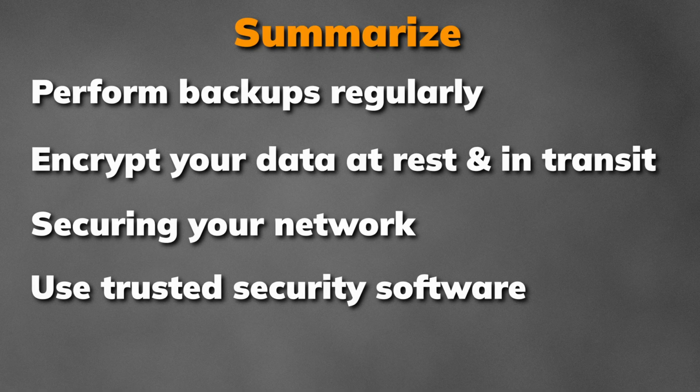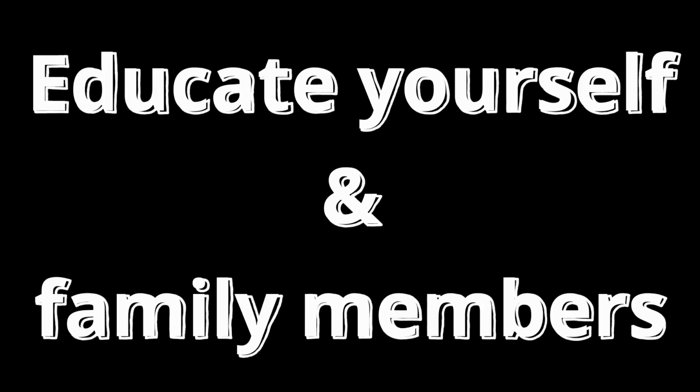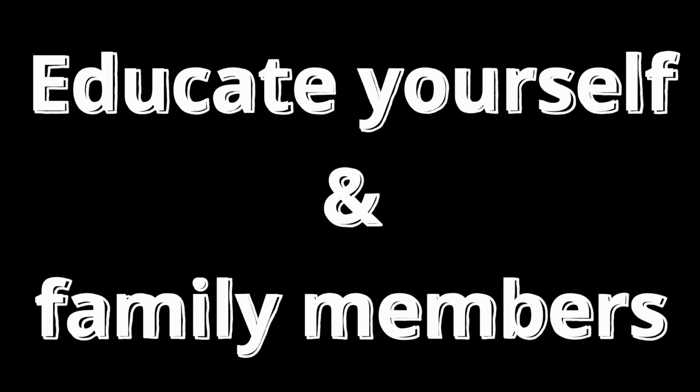Next is use trusted security software. Don't trust the free antivirus that you find on Google. Instead, if you're using a Windows machine, by default, it has Microsoft's antivirus Defender, and that is pretty good on its own. Next is implement access controls. Review your permissions, and if you can configure them, think about configuring firewall rules and make sure that multi-factor authentication is turned on. And lastly, educate yourself as well as your family members or whoever has access to your network.